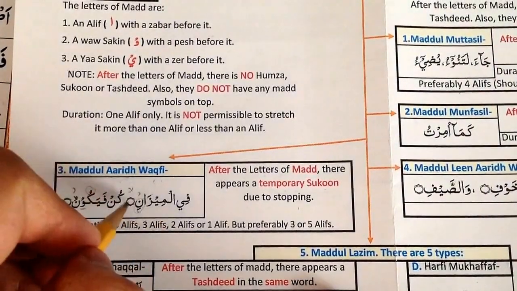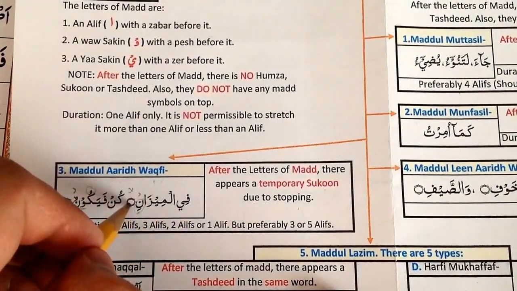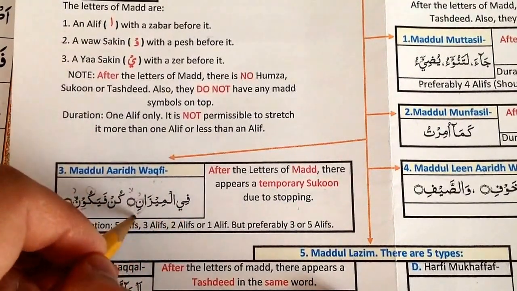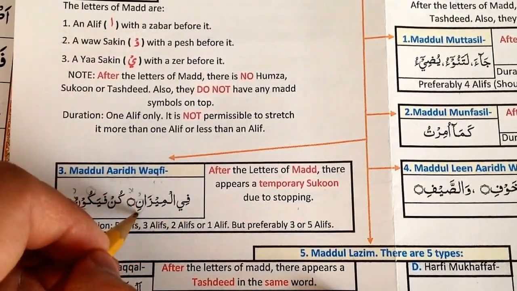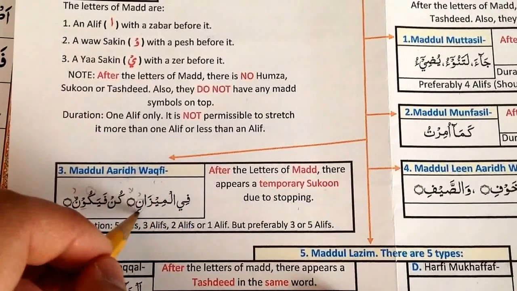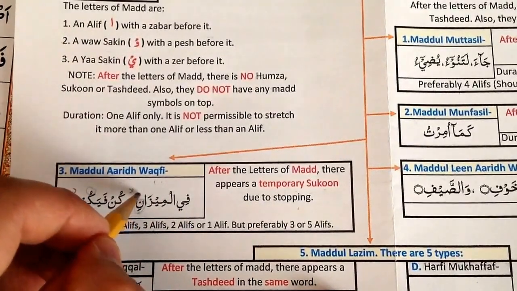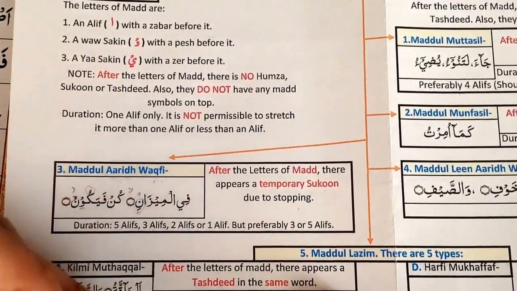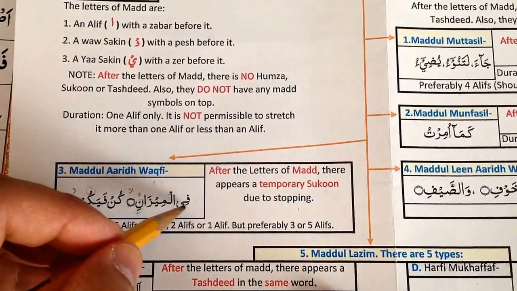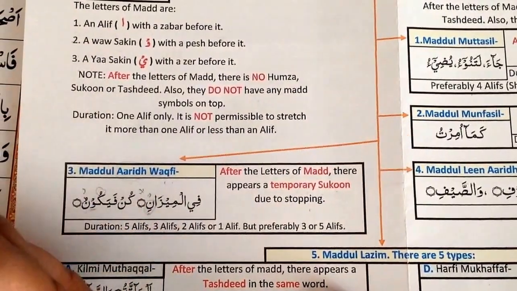So for example, if I don't want to stop here, I'll be saying fil mizani. Why? Because nun has a zer, right? But if I want to stop over here, then I'll give a temporary sakin on top and get rid of the zer underneath. So fil mizan, right?